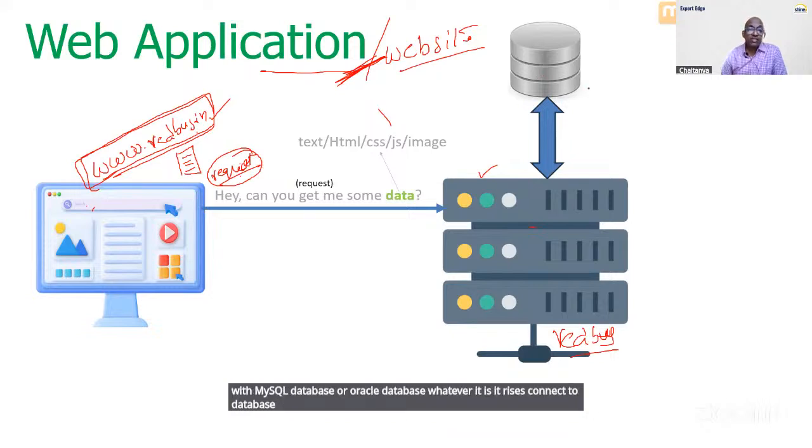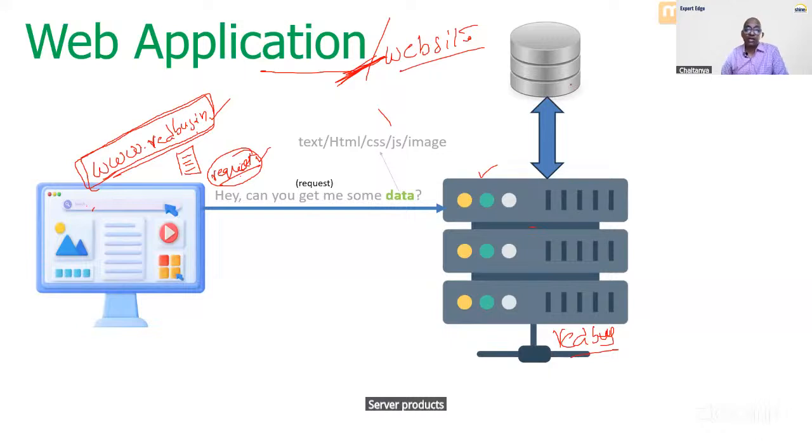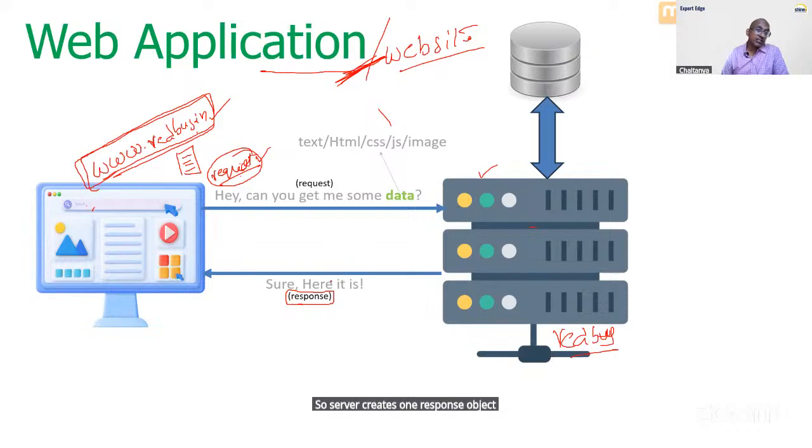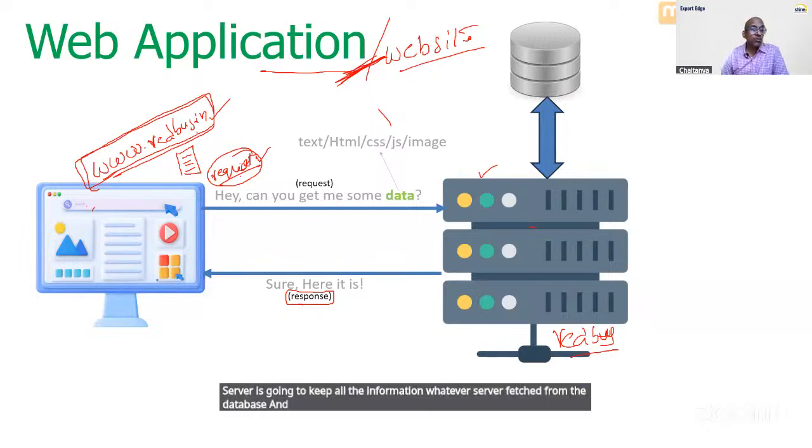It will get the requested data, whatever is requested in the request object. The server fetches that data from the respective tables and keeps all of it in one response object. So the server creates one response object, keeps all the information fetched from the database inside it, and sends that response object to the client. Client means browser here, simple.